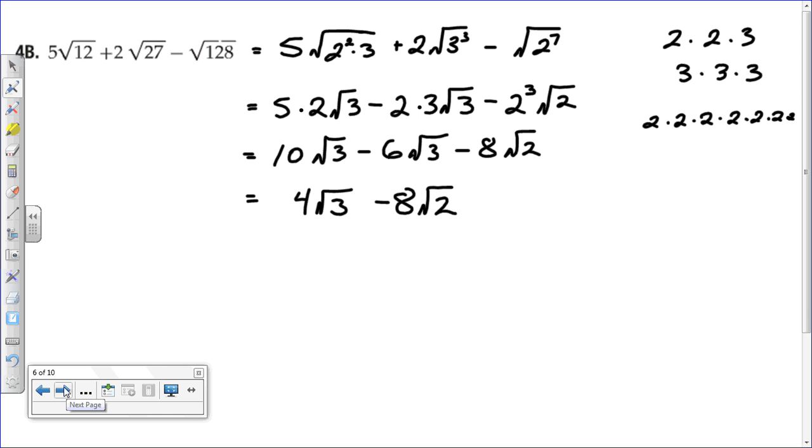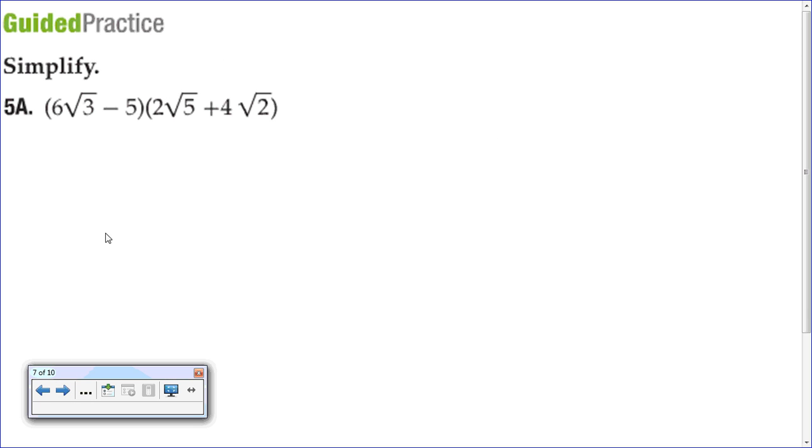Okay, so now we've added and we've subtracted. Now we're going to multiply. When you're multiplying these type of terms here, treat them just like you would the FOIL method. All right? So we're going to do first, outer, inner, last. It's just a little more complicated because of the radicals.